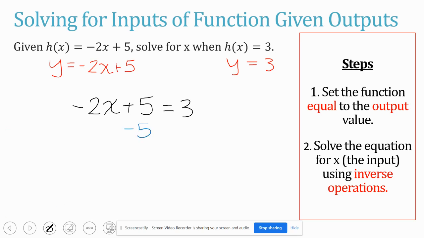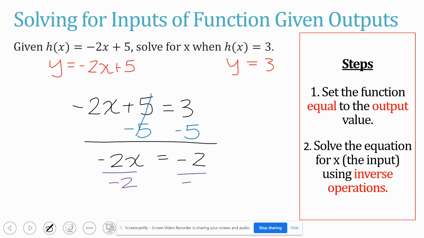We're going to subtract 5 on both sides. That cancels. So we get negative 2x is equal to 3 minus 5 is negative 2. Then let's divide this negative 2 on both sides. That cancels. We get x equals positive 1. Okay, so that means if our y value is 3, our x value is 1.